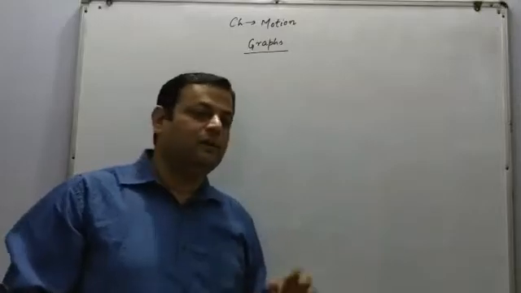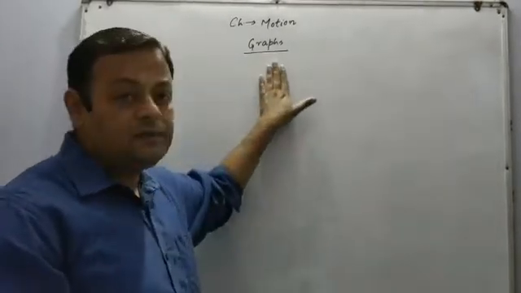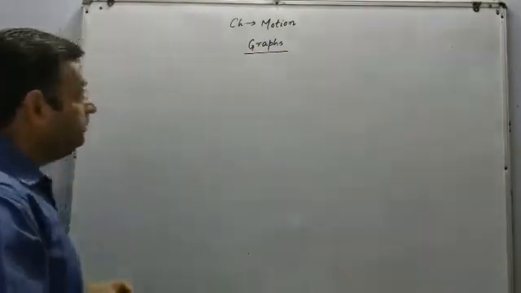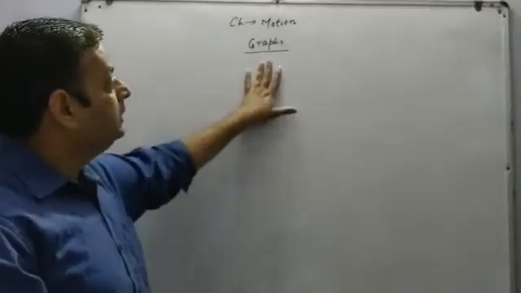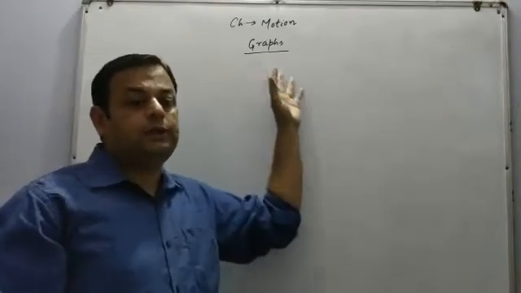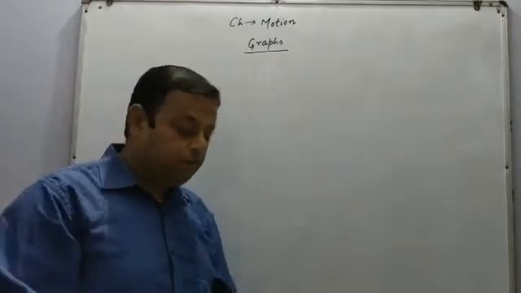Dear students, today we are going to start our new topic on graphs. Chapter is Motion, Class 9 Physics. Now first of all, what is a graph? We can simply define a graph as a correlation. It is a correlation between two variables.